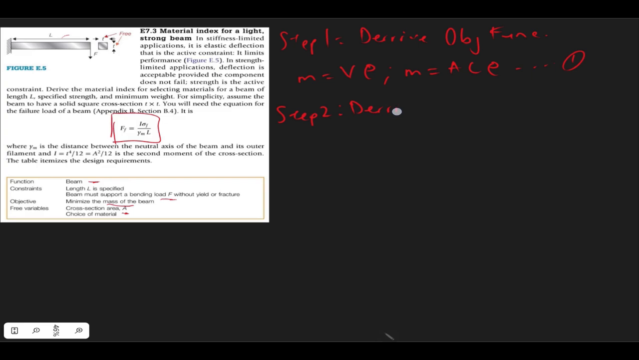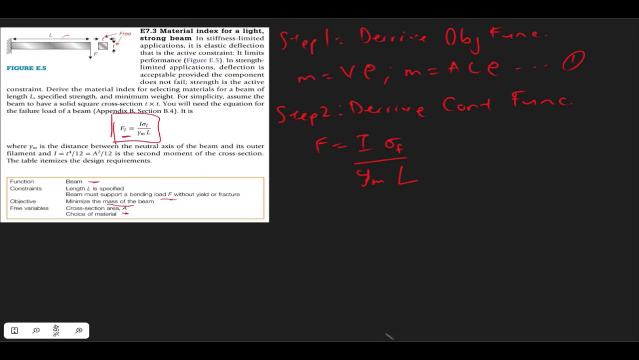Derive the constraint function. That's step 2, and our constraint is given by this equation over here. That's our constraint, which is what? F is equal to I times what? Stress times what? The stress all over Ym times what?